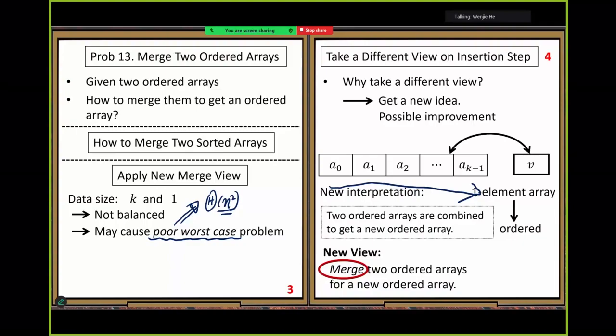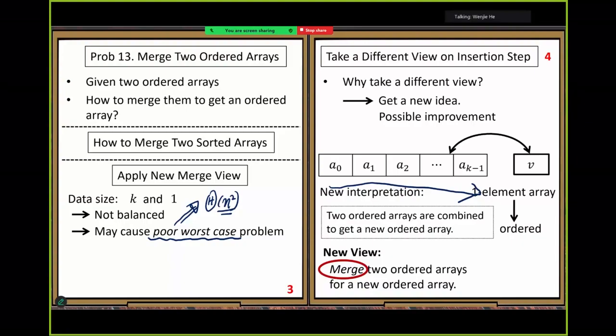But to make the worst case faster, we need to work on some special property. We need to know why, where the problem is. We need to identify the problem that caused the worst case first. Then we can fix it.